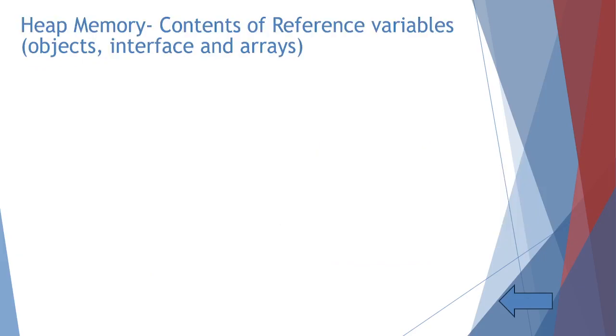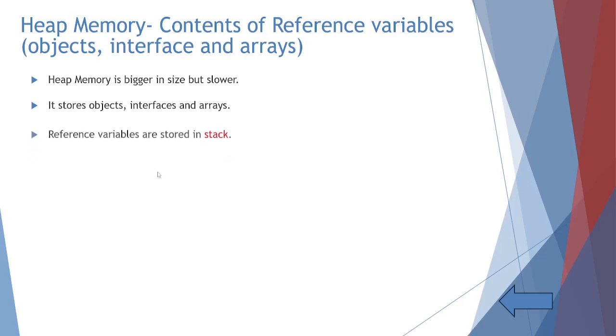Heap memory stores contents of reference variables. What are reference variables? Objects, interfaces, and arrays. Now let's see. Heap memory is bigger in size, but it is slow in access. It stores objects, interfaces, and arrays, the contents of objects, interfaces, and arrays. But the reference variables are stored in stack. We will understand this point.